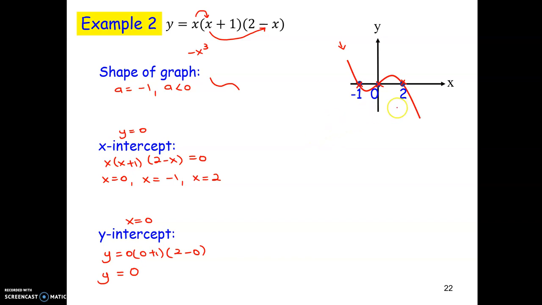So basically this is how the graph looks like. So we start from the left hand side, meet negative 1, cross them, and then we're going to meet 0, cut at 0, and then we're going to meet 2, cross at 2 as well. So this is the graph for y equal to x, x plus 1, 2 minus x.